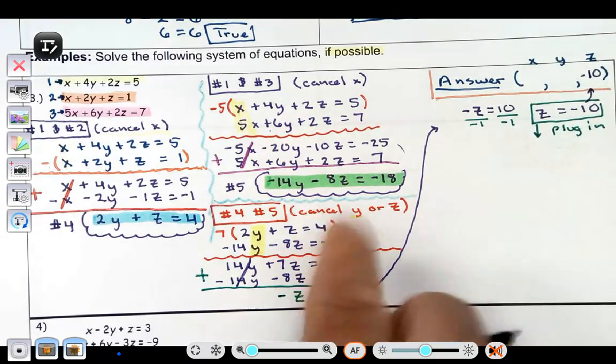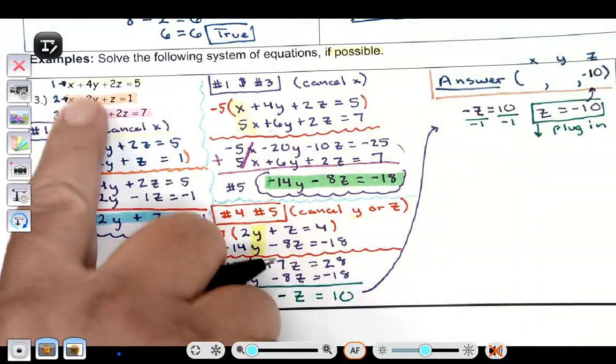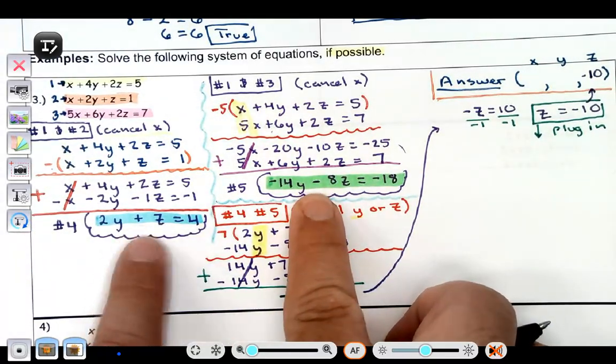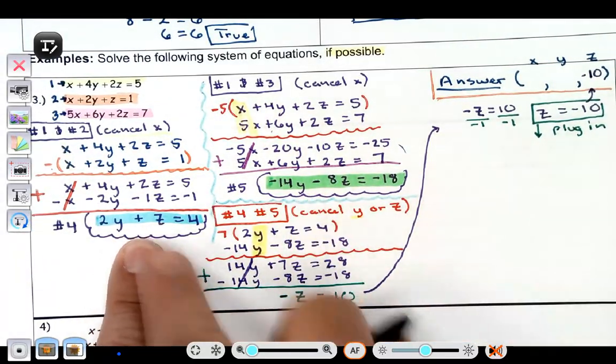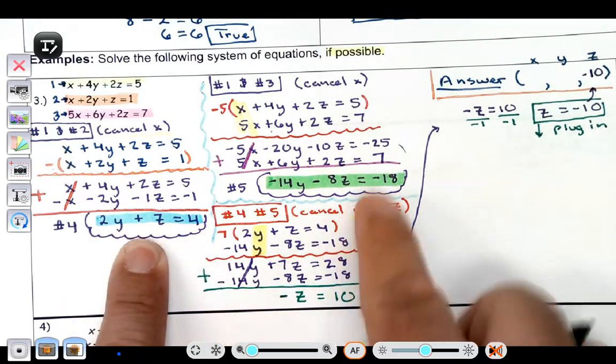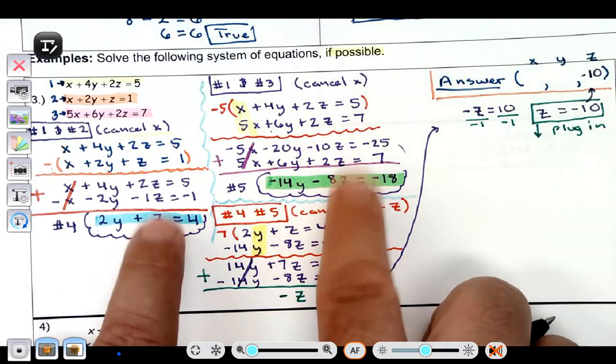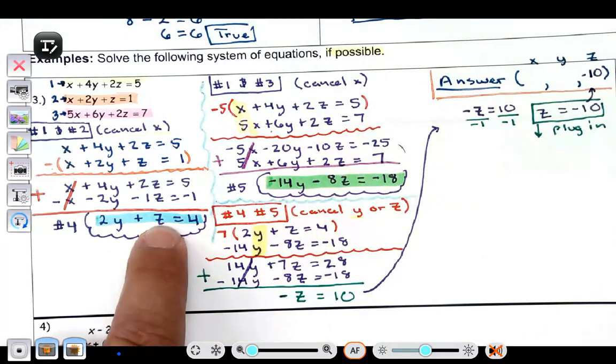Now remember, I don't want to plug it into any of these because these have x's. I don't know what x is. But look at these two equations, number 4 and number 5. Number 4 has a z in it and only the y. Number 5 has a z in it with a y. So I can use one of those two equations to solve for it.